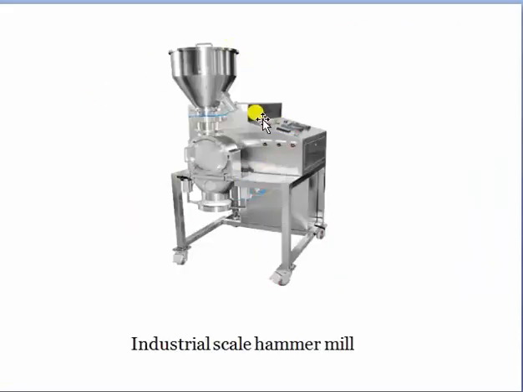Here is the example of an industrial hammer mill. Your sample will be entered here. The hammer will move and the particle size reduction will take place over here, and from here you can collect your samples.